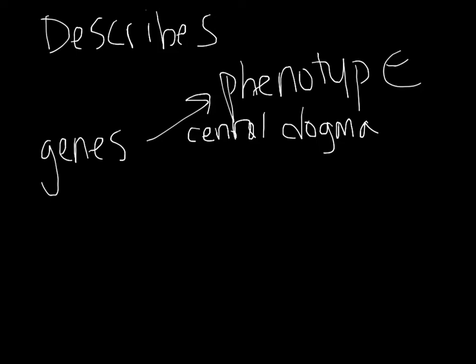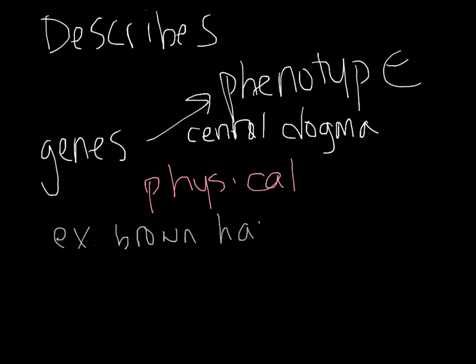So now that you have your genotype, we can also describe yourself with a phenotype. The phenotype would be the physical traits that make you who you are. Some examples of that, for myself, would be brown hair, brown eyes, and short.